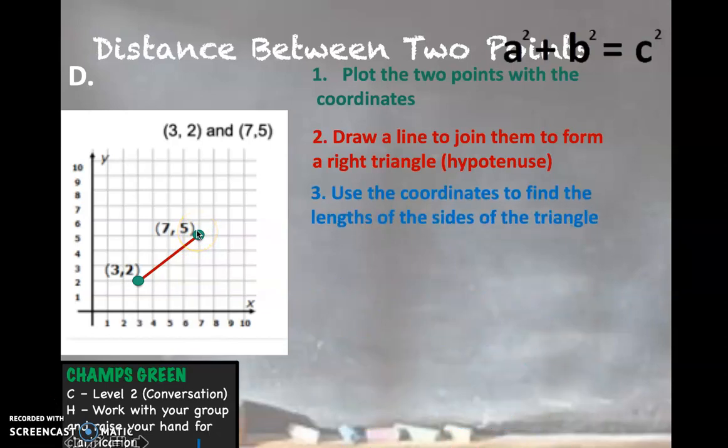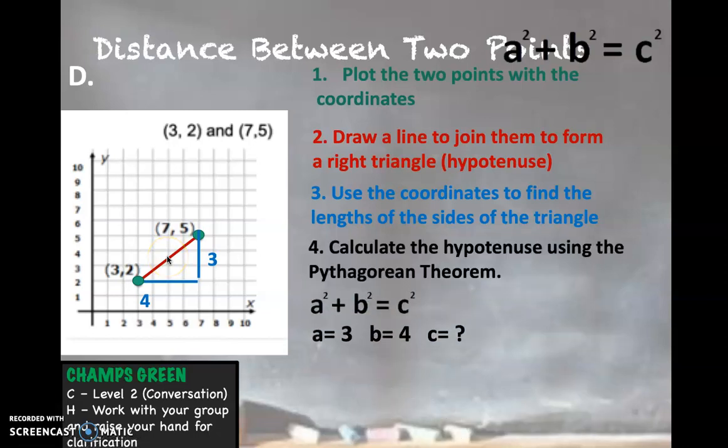Again, I went down 3 spaces. Here, I'm going to go over 1, 2, 3, 4, and that's going to connect my other line. And I now have the 2 legs, and I know I'm looking for the hypotenuse. Therefore, I can put that into my Pythagorean theorem. It does not matter what you label A or B, because you're going to add them together anyways. In this case, 3 squared plus 4 squared equals C squared.